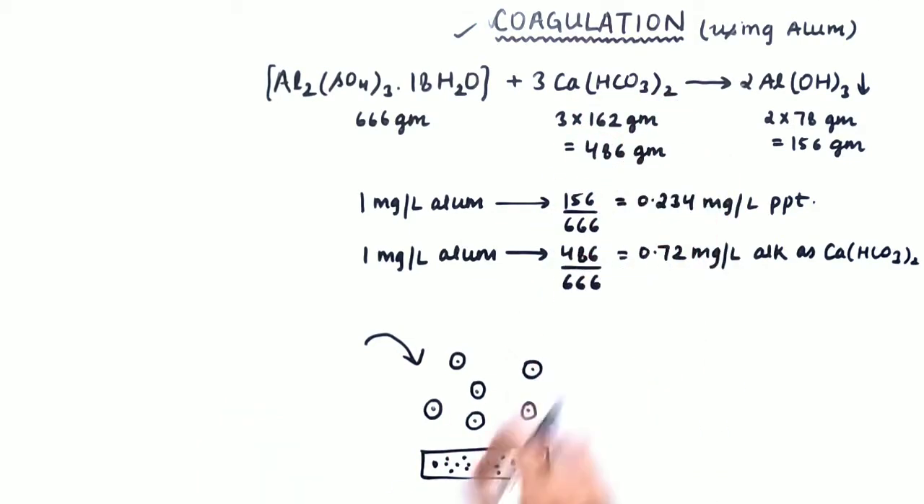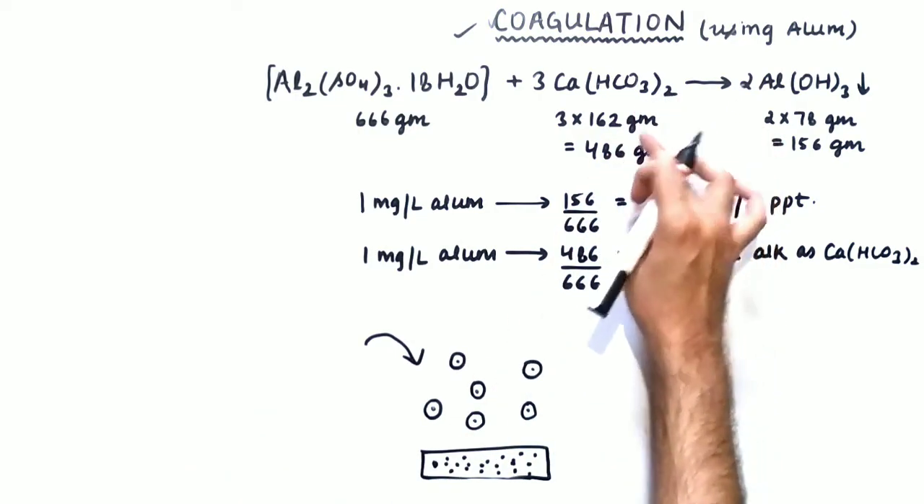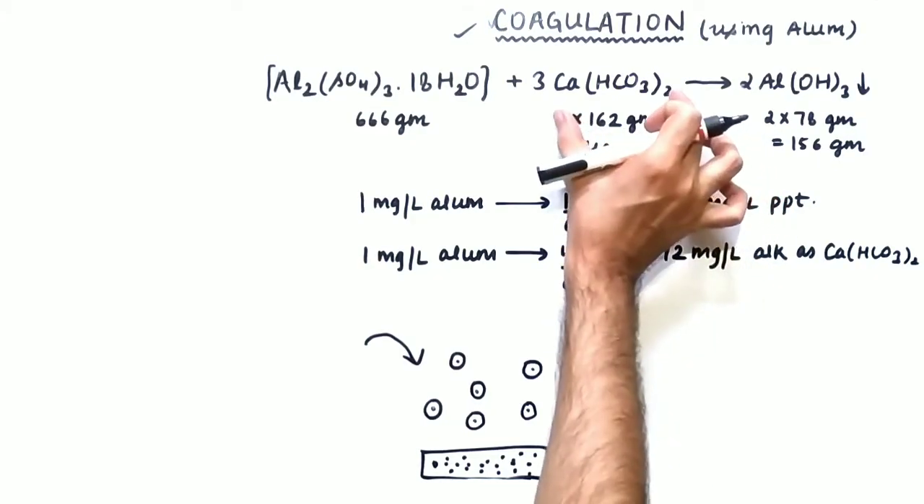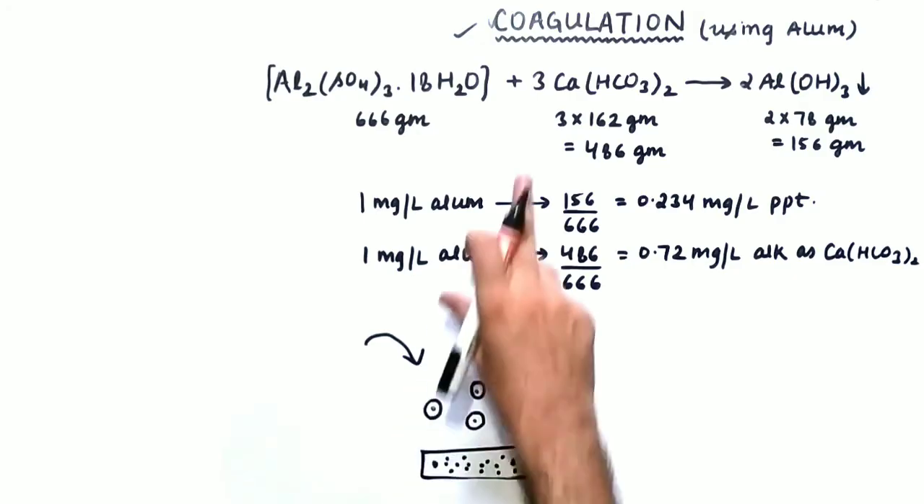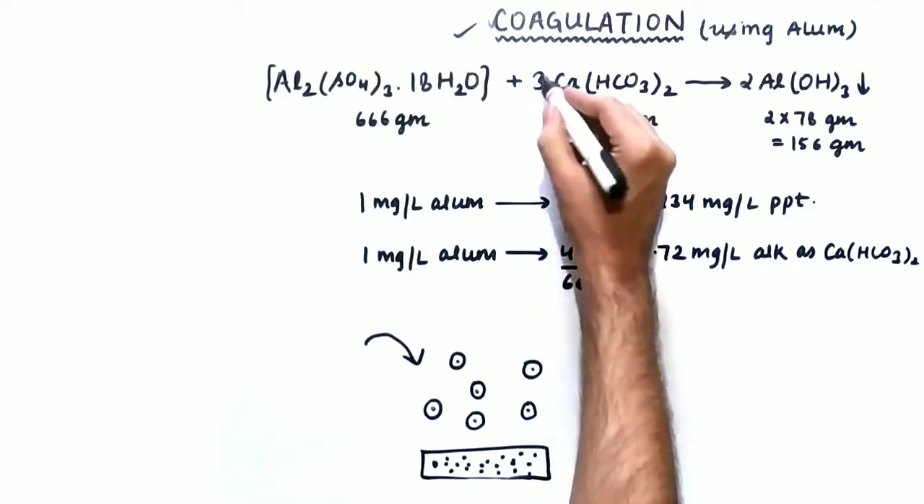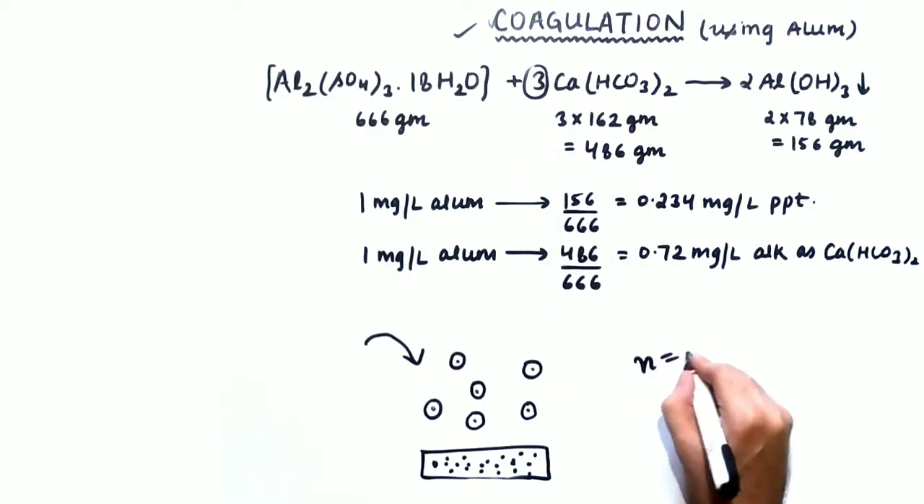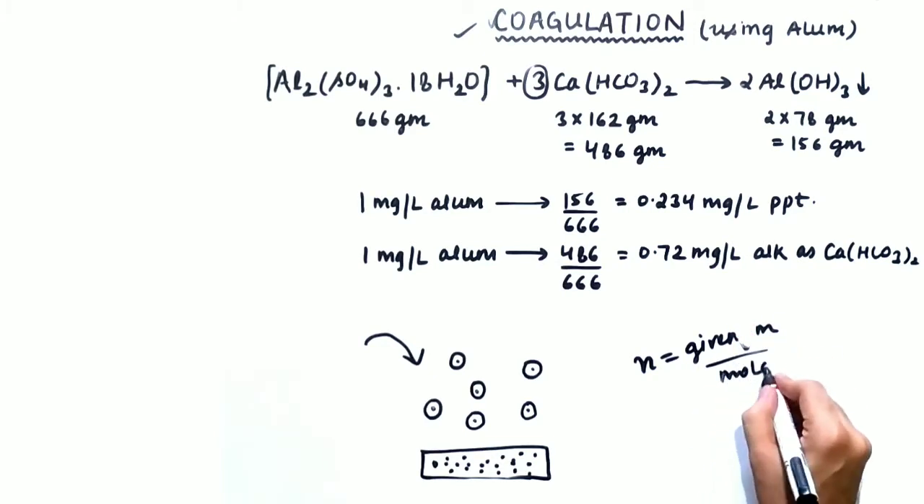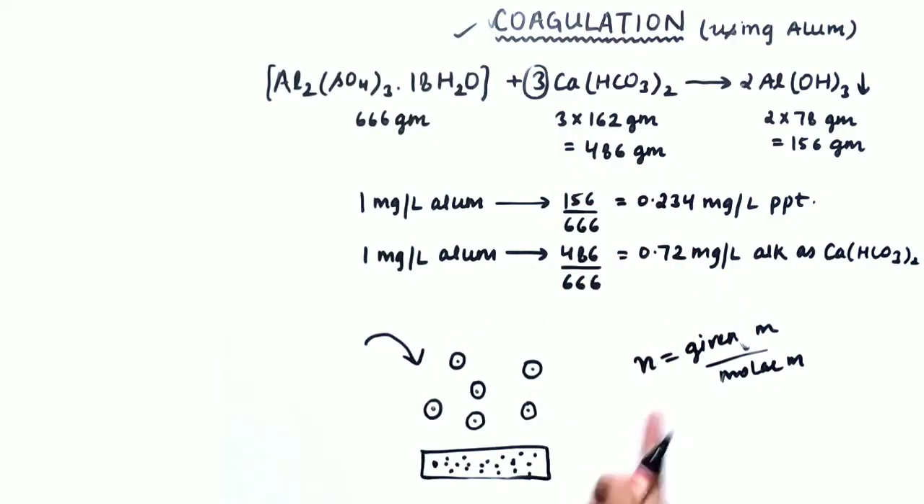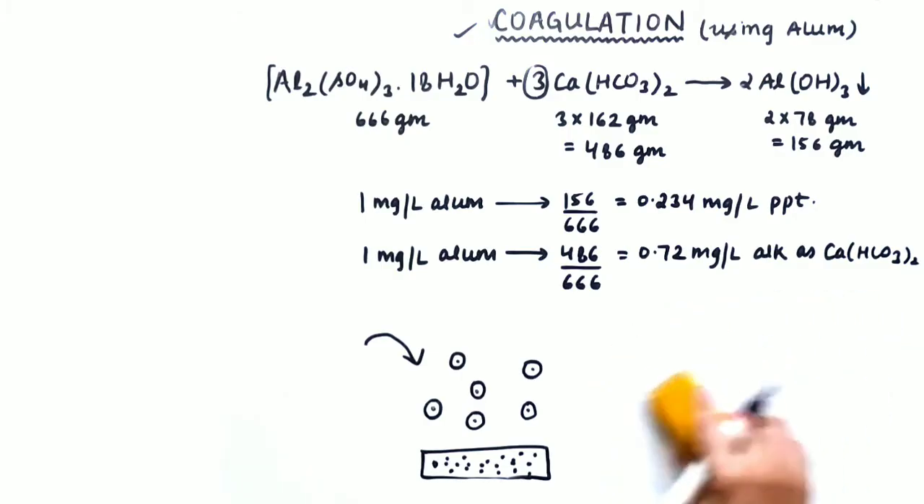Similarly for Ca(HCO3)2, that is called alkalinity in our case. In this particular case, 162 gram is the molecular weight of Ca(HCO3)2. So this is the molecular weight. But what will be the given weight? That means the actual mass of this particular alkalinity present, that will be 3 multiplied by 162, since 3 is the number of moles, and we know by the formula number of moles equals given mass divided by molar mass. So molar mass is 162 and number of moles is 3. So the given mass will be equal to 486 gram for the alkalinity.